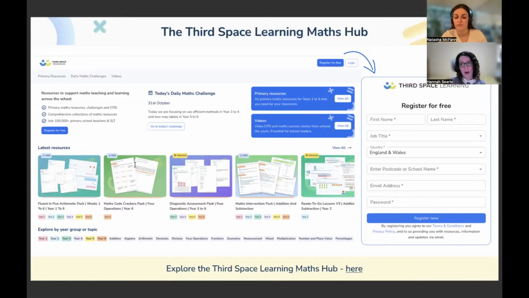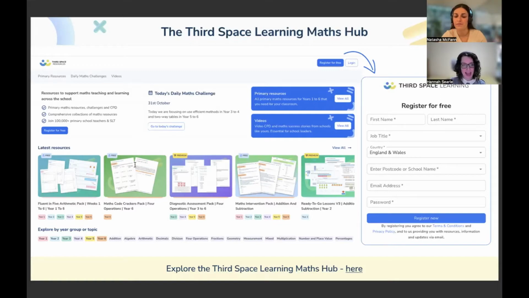If you think you are a member of the Maths Hub, but you're not too sure, go to log in, put in the details you think are correct, and it will tell you if you are part of the Maths Hub or not. So that's just a little sidebar. One of my favorite functionalities that they've added to the new Maths Hub is a free and premium toggle.